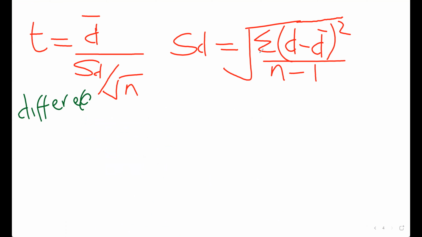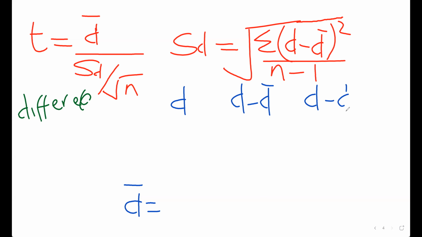The table, I'll create a table for the difference. And then I'll create a word called D bar. The D bar is going to be the mean of the difference. Anytime you have something like X bar, J bar, D bar, this is the average, the mean. We'll create another column called D minus D bar. We'll also create another column called D minus D bar all squared, just like in the formula.